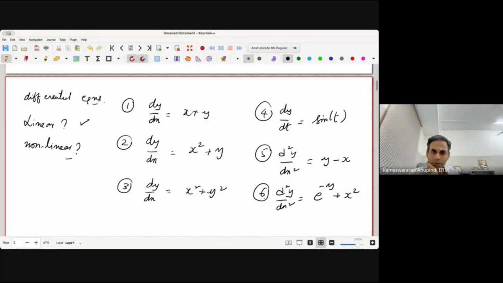Let me also maybe modify something here. Okay, let me also make sixth one as y times d square y/dx square. Okay, yeah, okay. Can anybody help? Can you take a guess here? Which ones would be linear? Which are linear ODEs here?